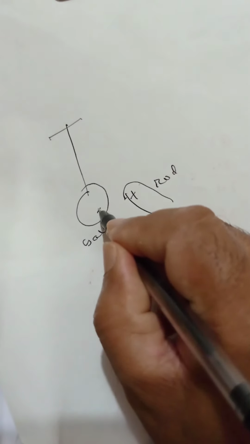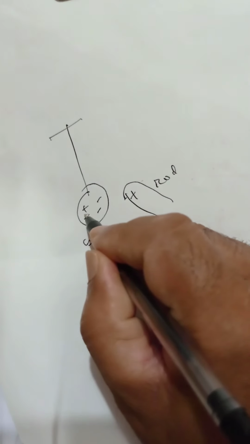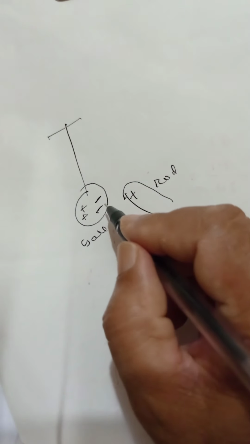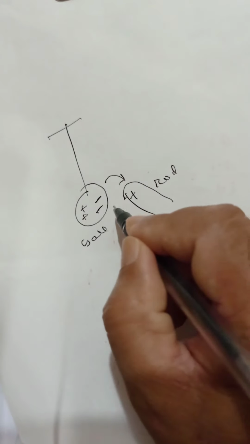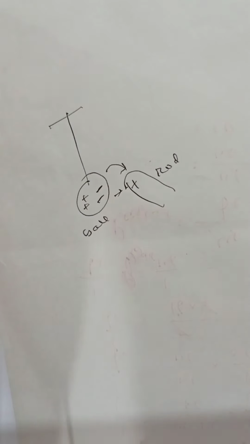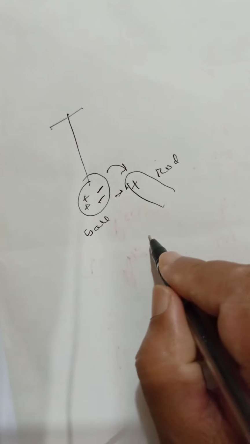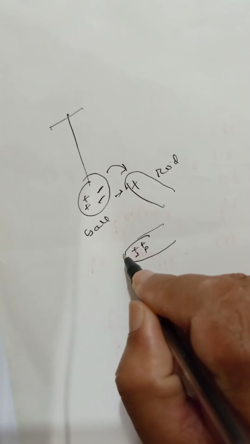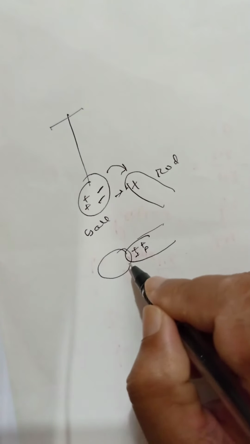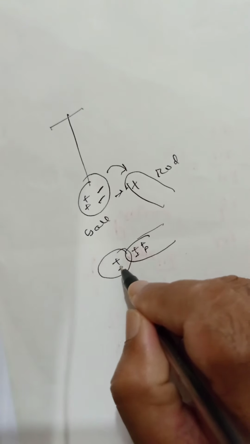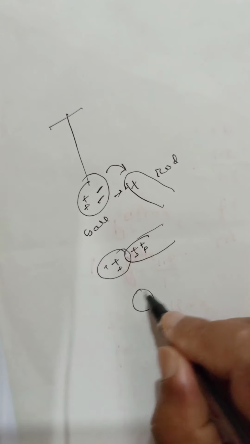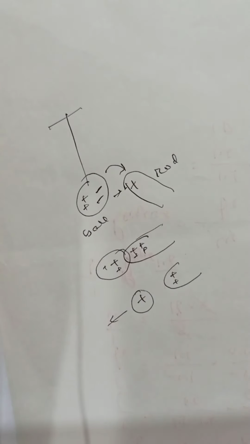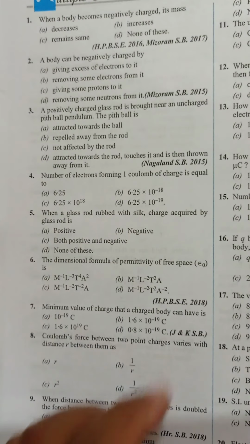So what happens? Initially induction occurs. Due to these induced negative charges, it is attracted initially. And after some time, what happens? This positively charged glass rod, this pith ball is attracted here, touches here. When it touches, the entire pith ball gets positively charged. Therefore, after that, it gets removed from it. Is it clear?